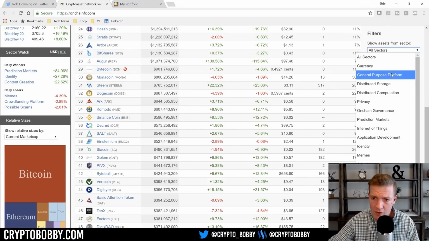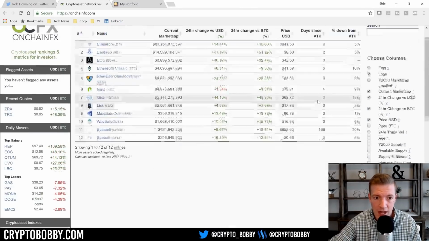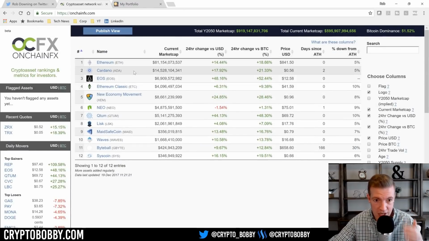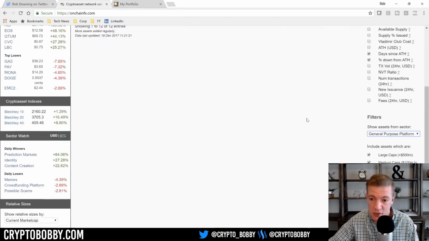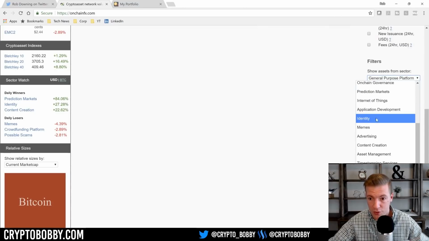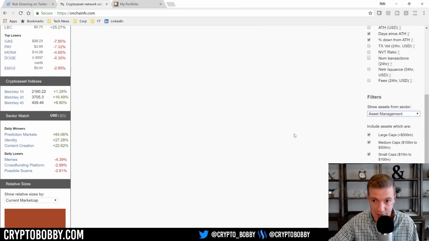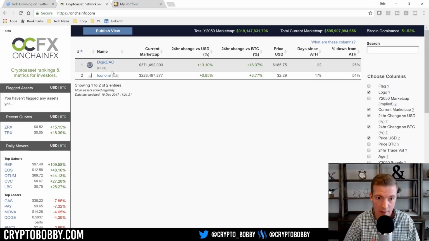So, like I said, you could scroll through here. You can see the general purpose platforms, the ones that I mentioned, like Ethereum, Cardano, EOS, maybe even Ethereum Classic, maybe NEM, MaidSafeCoin, Waves, that could be an option as well. If you wanted to scroll through something like asset management, you think that's going to be a big deal, and you see, hey, maybe I want to get Economy or DigiDAO, something like that.